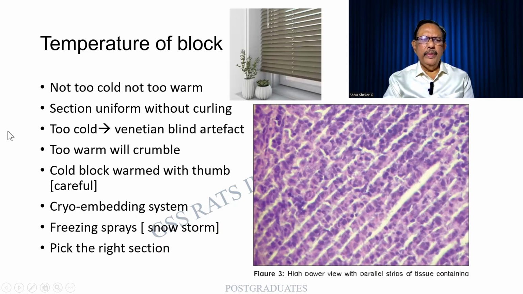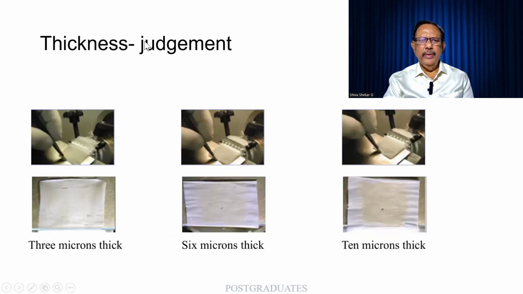Temperature of the block. It should not be too cold or too warm, and there should not be any curling. When it is too cold, there is something like a Venetian blind over here. Look at this one, it exactly matches it. And I'm finding artificial cracking of the tissue. So there has to be a cryo-embedding system at almost the same temperature. Sometimes freeze sprays are used. And you'll have to pick up the right section.